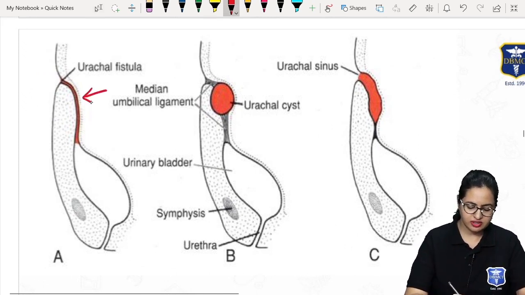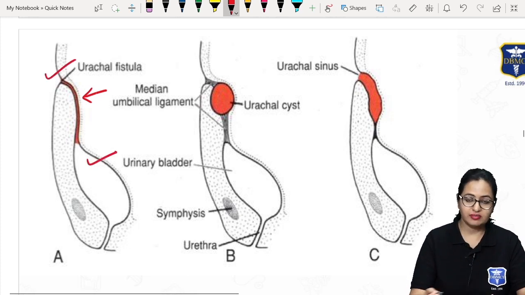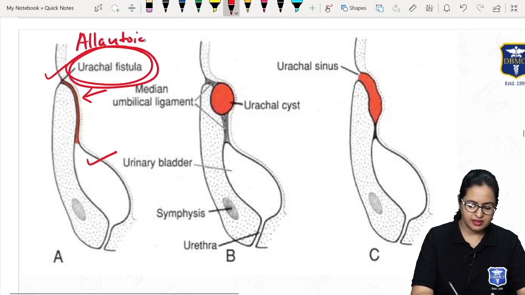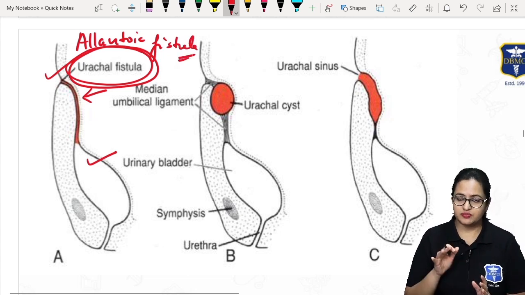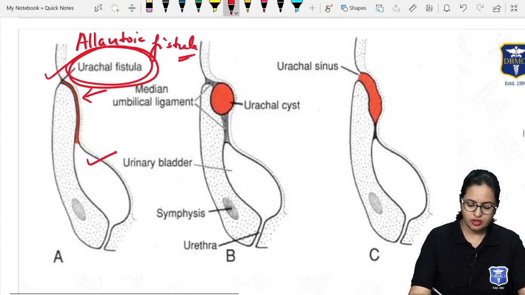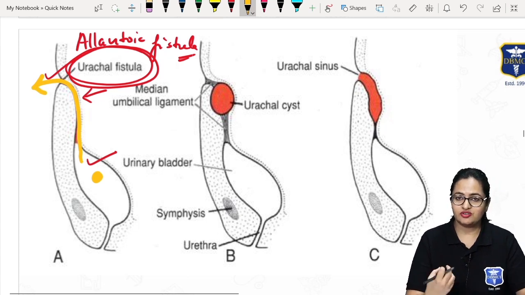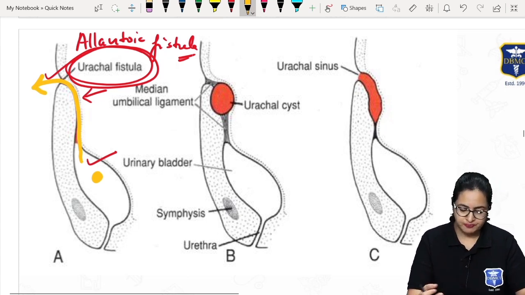In this picture we can see the whole of the allantois between the urinary bladder and the umbilicus is patent, and this condition is known as urachal fistula, also given the term allantoic fistula. This is the case which has been mentioned in this question. So the urine present in the urinary bladder can come through the allantois and come out through the umbilicus.